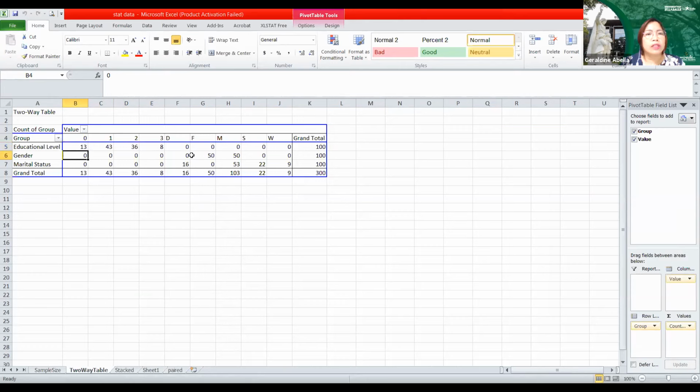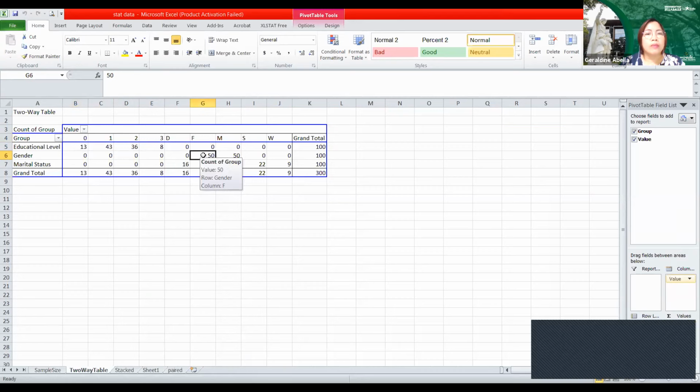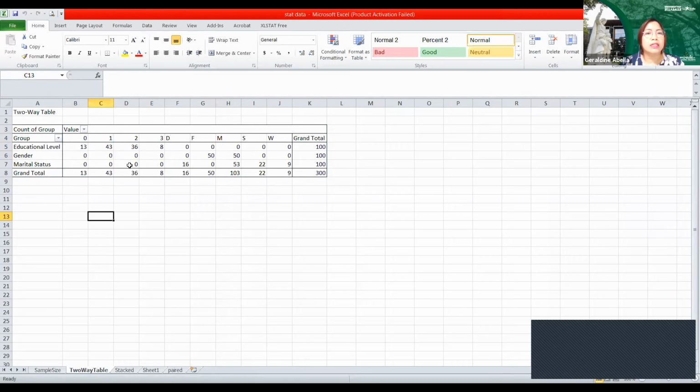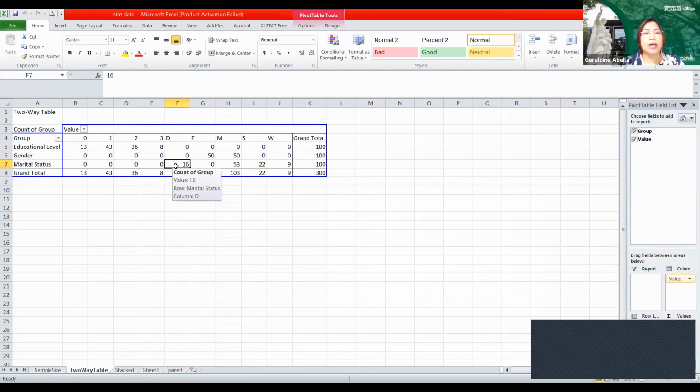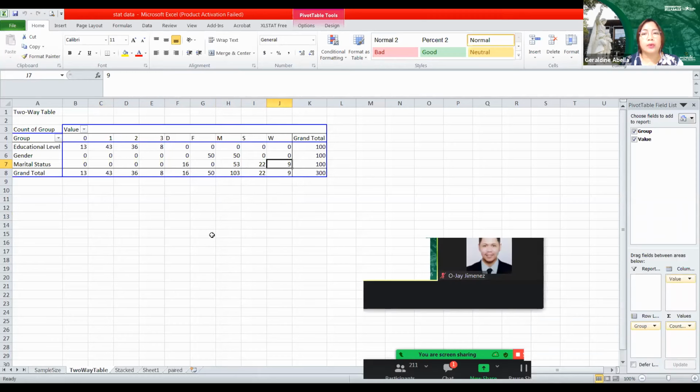For the gender, if you look under F, there are 50 female participants and there are 50 male participants. For marital status, if the respondents are grouped according to marital status, there are 16 respondents who are divorced. There are 53 respondents who are married. There are 22 respondents who are single, and there are 9 respondents who are widow. These values represent the frequency counts.